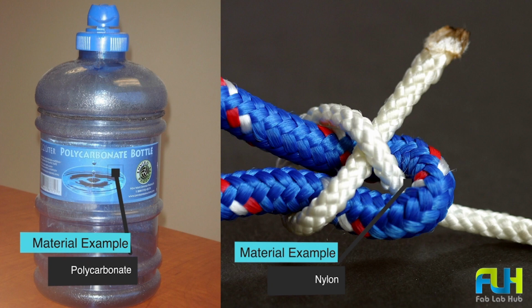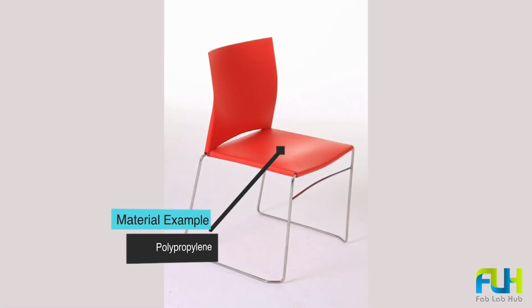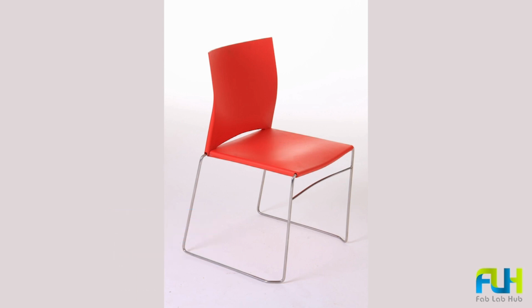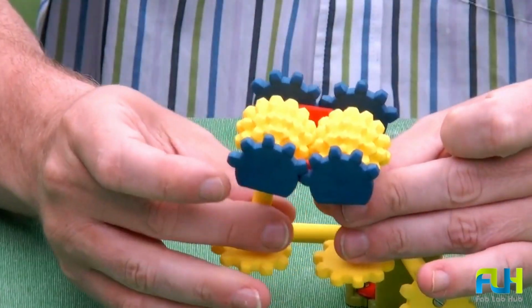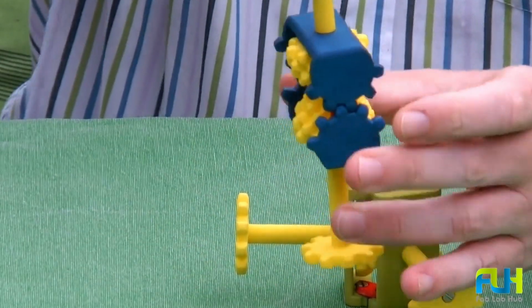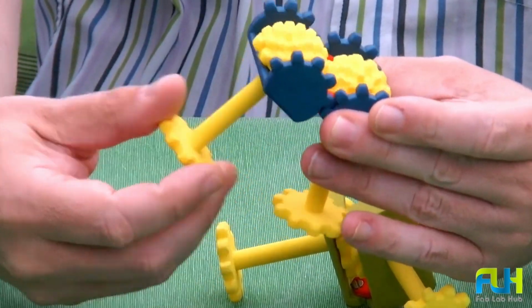Thermoplastics range from polycarbonate and nylon on the strong end to materials like polypropylene on the weak end. Common materials like ABS and PLA fall in the middle of the range. Mechanical performance is most relevant when designing parts for engineering applications.